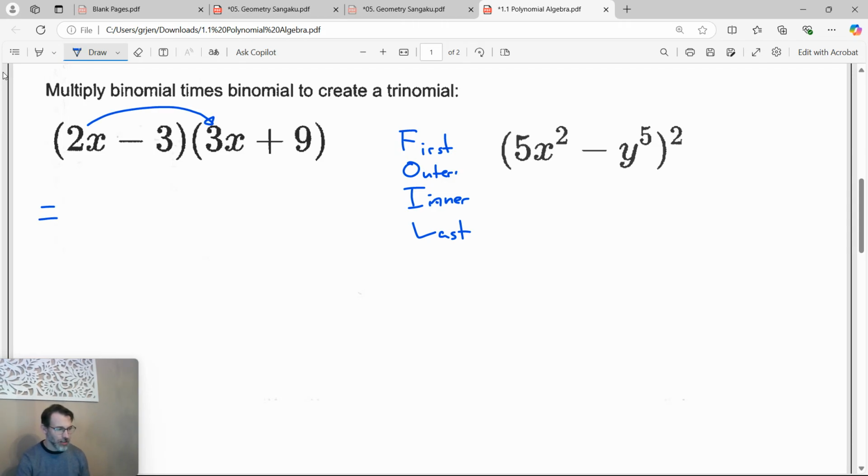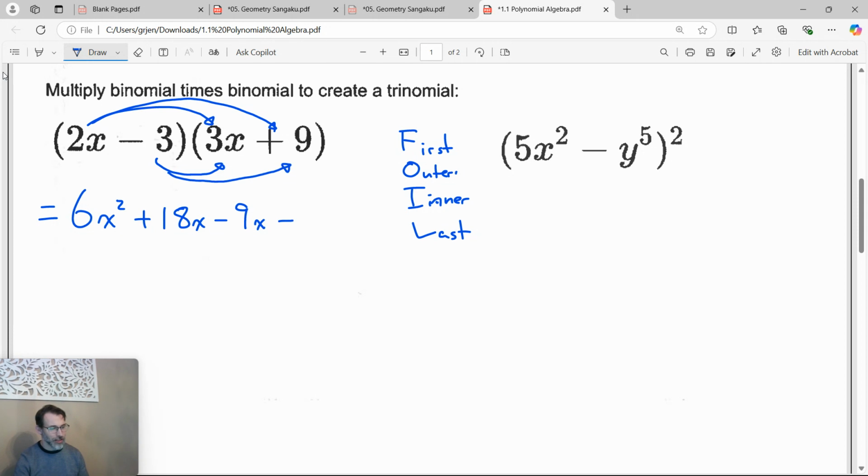We got to do this multiplication. So I use the equal sign, and 2x times 3x gives us 6x squared. The x is now squared because we have two copies of x multiplying one another. So that means square. Okay. And then 2x times 9 is plus, because it's a positive number, 18x. Then we have to do inner. Negative 3 times 3x, and that's minus 9x. And then the last terms are minus 3 times 9 is minus 27.